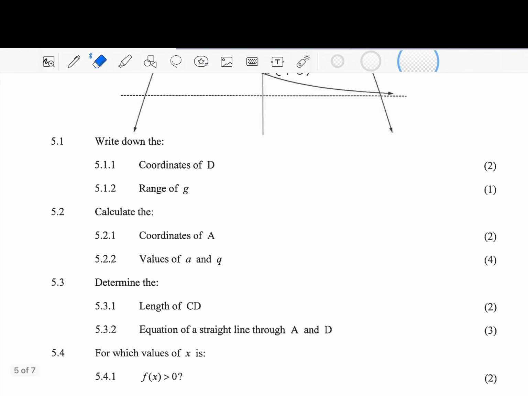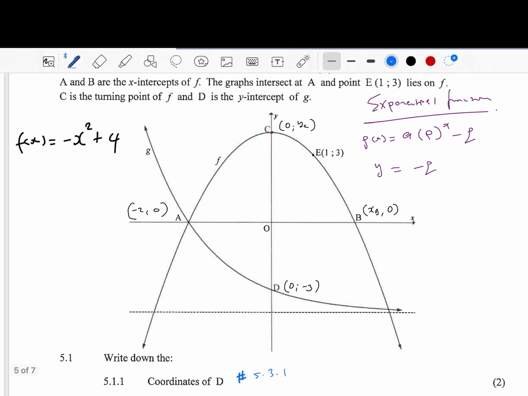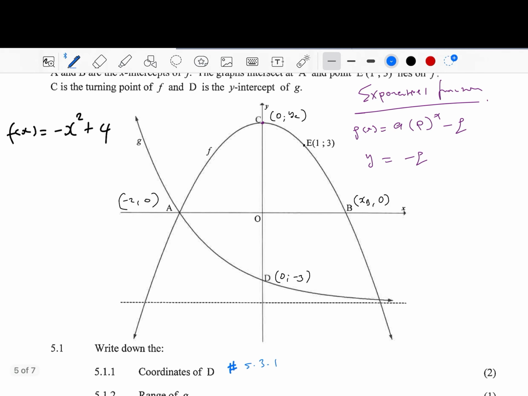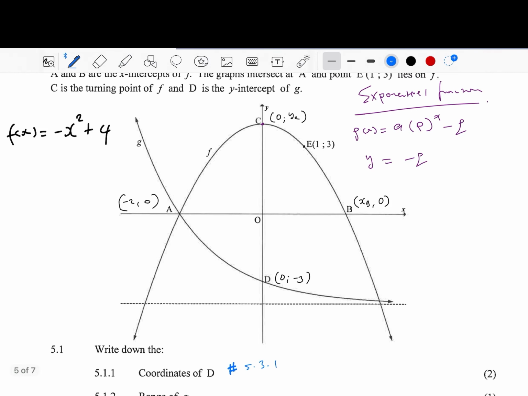Let's go to 5.3.1. Length of CD. Where is C? Where is D? Now, they wanted to find the length of CD. For us to find the length of CD, we need to identify C. What is the y value of C? And remember, the y value of C is 4.